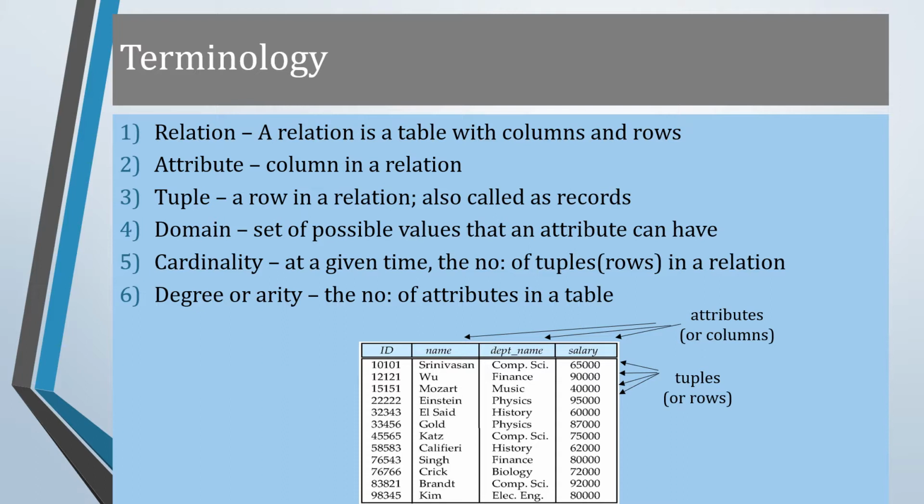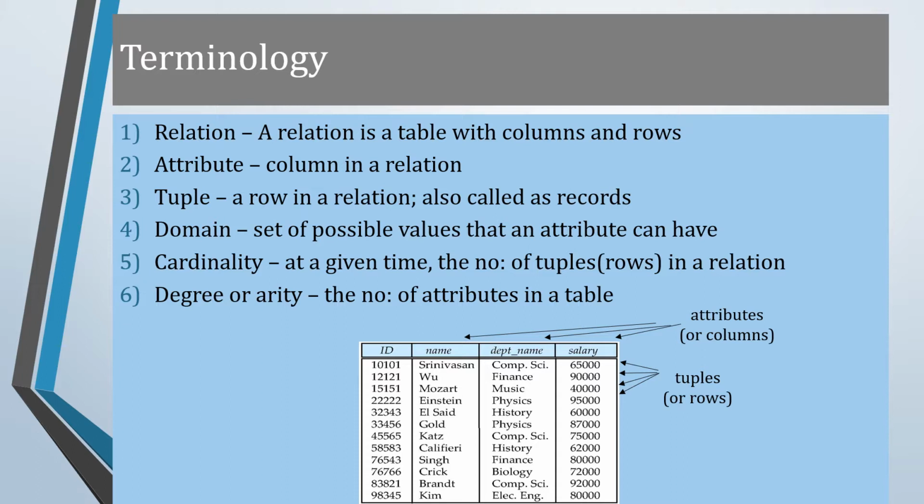The column in a relation can be called an attribute, and the number of columns in the table can be called the degree or arity of the table. So if the table consists of 4 columns, the degree of the table is 4. Fine. The next term is tuple.